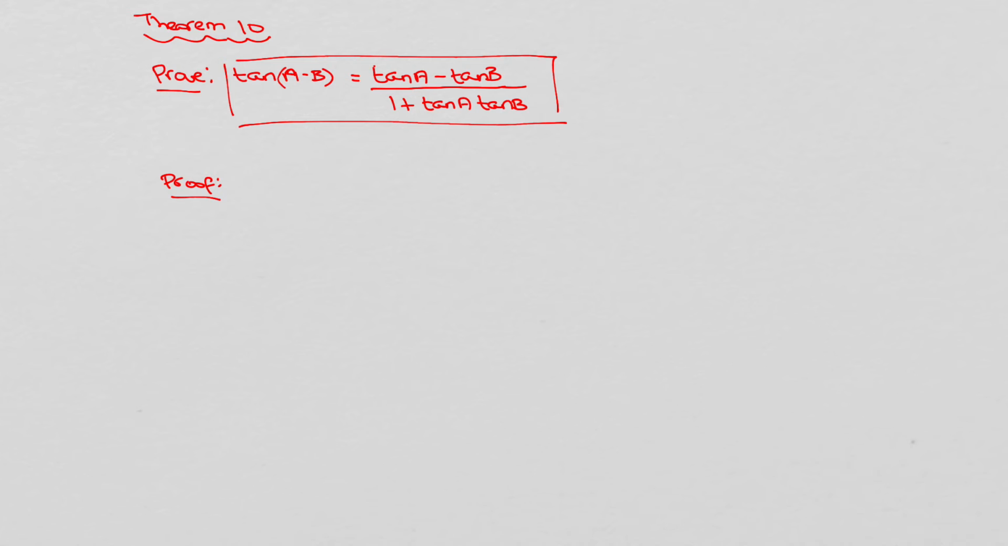So theorem 10 then is to prove that tan of A minus B is equal to tan A minus tan B over 1 plus tan A tan B. So again, we can use everything before theorem 10 in order to prove this. So we've literally just proved that tan of A plus B is equal to tan A plus tan B all over 1 minus tan A tan B. But I wouldn't be able to use theorem 10 to prove theorem 9. It's really important. Order is really important here.